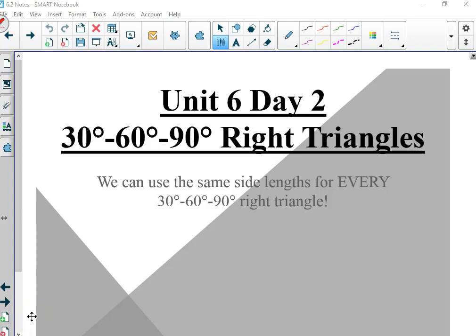Okay, day 2. Following up on the Pythagorean theorem, now we're moving into special right triangles called 30-60-90 degree triangles. We can use the same side lengths for every 30-60-90 right triangle.